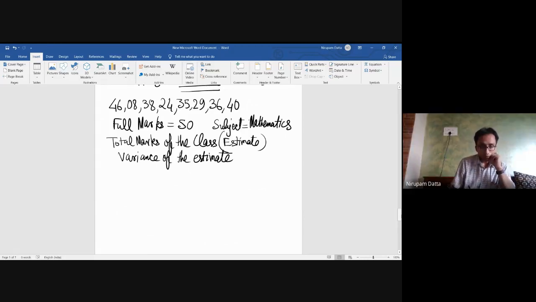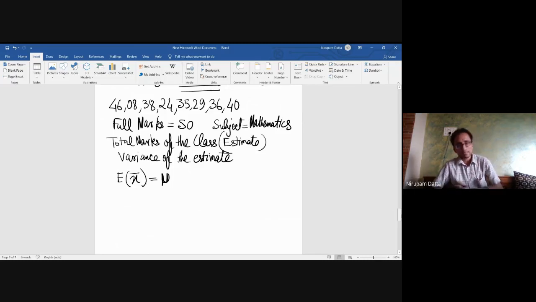Now, we will be using this relation: the sample mean is a consistent and unbiased estimator of the population mean. That means whatever sample average we get from the marks of 8 students, we can take it as a consistent estimate of the average marks of all the 18 students.